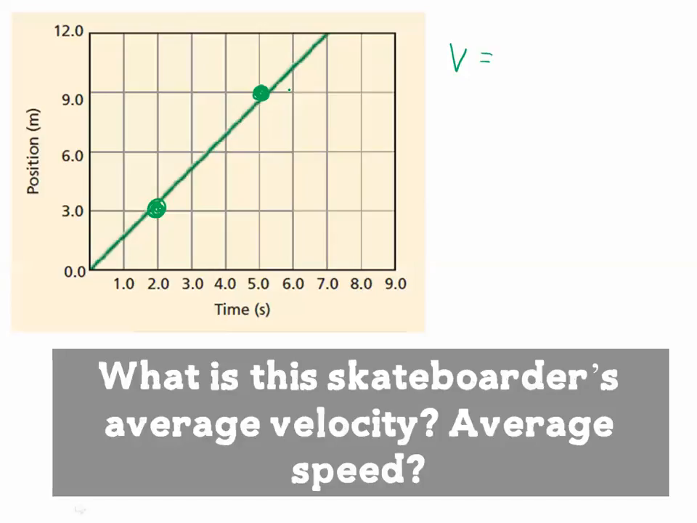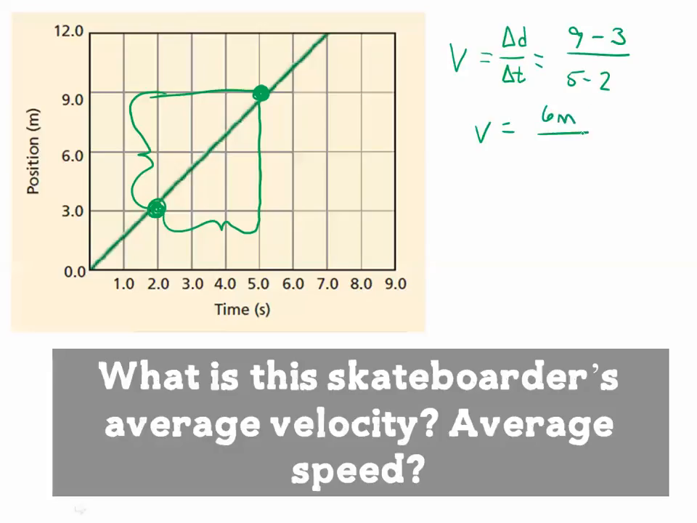So we want to take the change in distance over the change in time. My change in distance in this little interval is from here to here, which is 9 minus 3. My change in time is from here to here, which is 5 minus 2. My velocity ends up being 6 meters over 3 seconds, which is 2 meters per second. That also happens to be my speed, because the absolute value of 2 is still just 2.